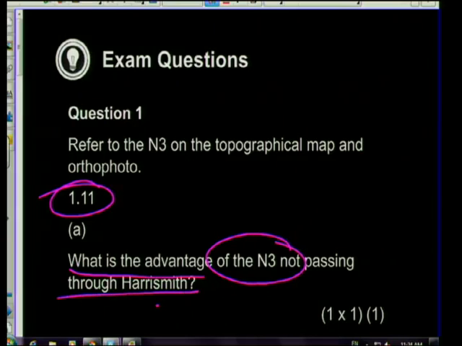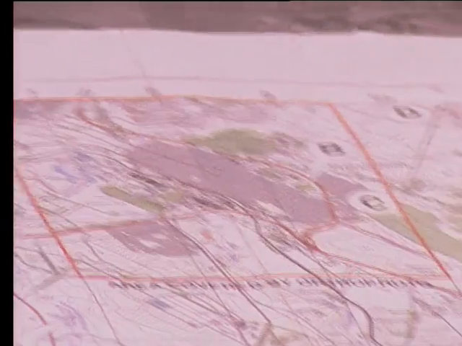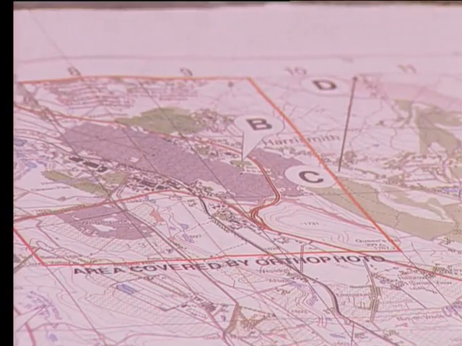1.11. Now, let's look at it. What is the advantage of the N3 not passing through the town of Harrismith? If you look at your map, especially in the town of Harrismith, notice the N3. It goes around the gray area. It's around the town. What is the advantage of having such a situation?